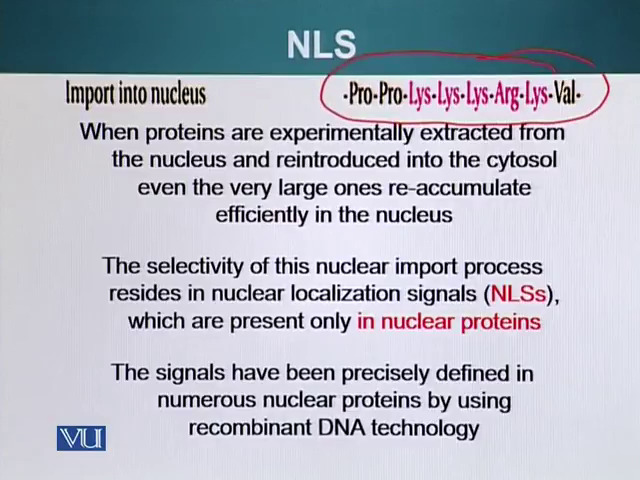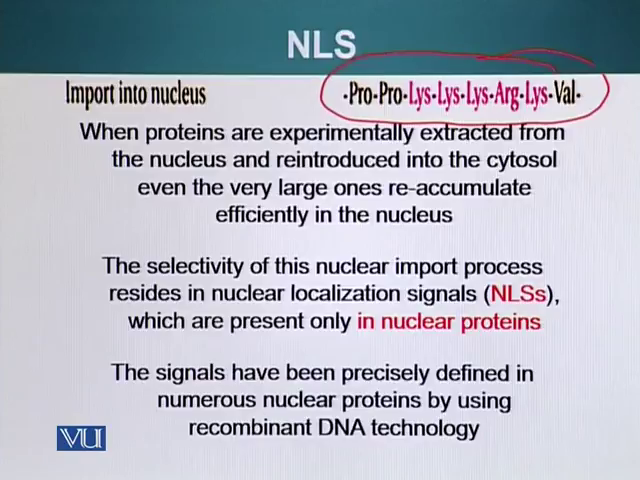When proteins are experimentally extracted from the nucleus and reintroduced into the cytosol, which can usually be done, for example, by microinjection, even the very large ones reaccumulate into the nucleus very efficiently. So there has to be a mechanism, or a signal that is recognized by cellular machinery, and that signal and that machinery are responsible for selectively importing those proteins into the nucleus.